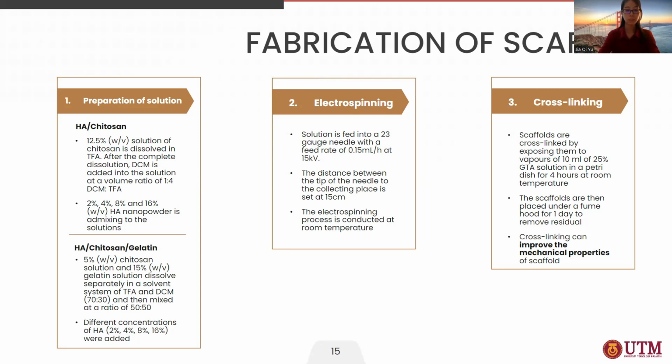The fabricated scaffolds are cross-linked by exposing them to vapors of 10 milliliter of 25% glutaraldehyde solution in a petri dish. After that, the scaffolds are placed under a fume hood to remove the residual. Cross-linking can improve the mechanical properties of the scaffold.